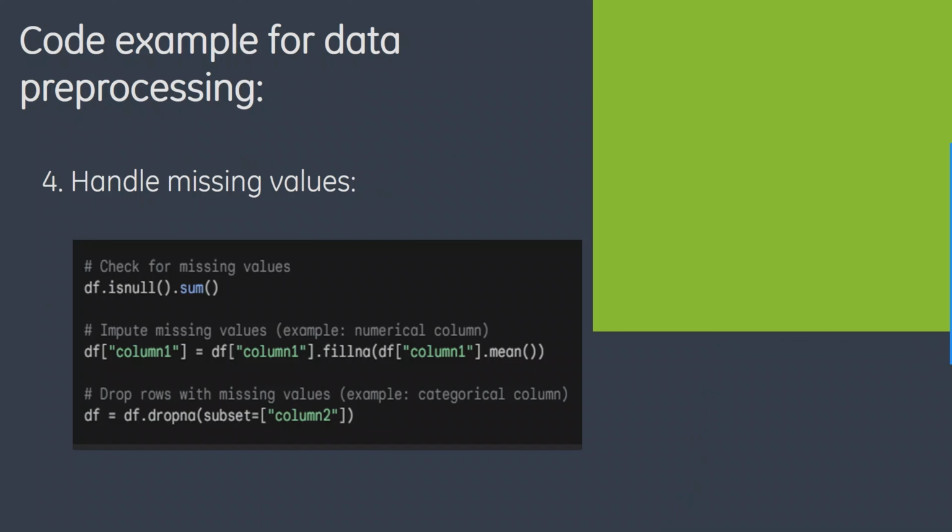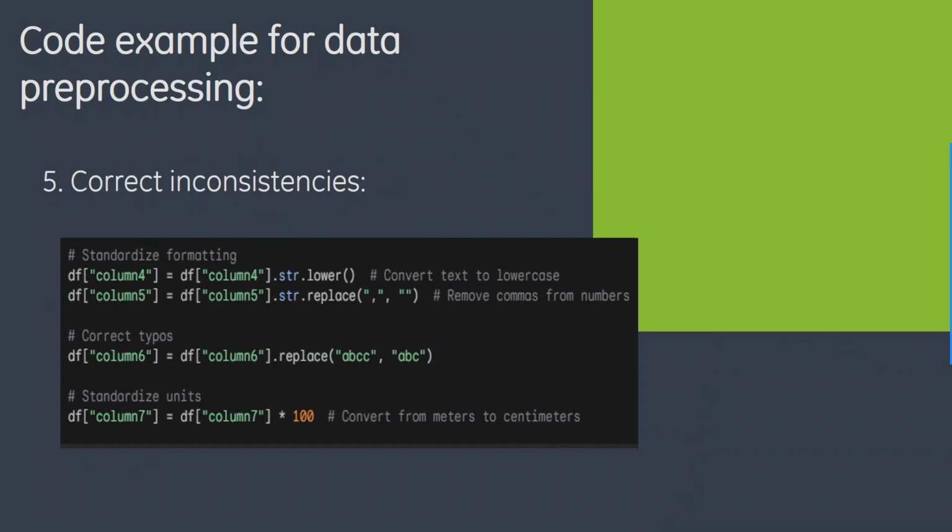Later we have handle missing values. So this you can also go through. We have identified the number of null values and replaced it with the mean for column 1, and we are dropping the subsets for column 2.